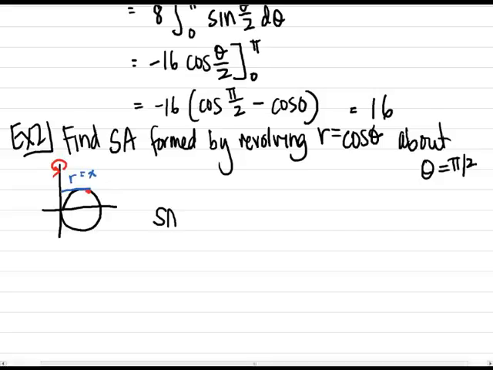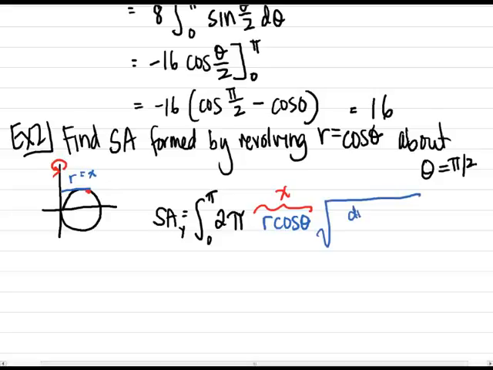So when we write out the surface area revolved around the y-axis, we have the integral from 0 to pi, because the theta interval for cosine theta is pi, and we're going to use 2 pi x, which we need to turn into polar form, which is r cosine theta. Then we have our arc length, which is the square root of (dr/d theta) squared plus r squared d theta.